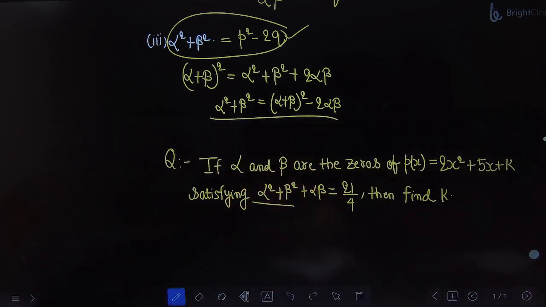All of you give it a try. I don't want any of you to think about whether your answer will be right or wrong. You just try whatever you have learned. If you're trying, it is more than enough. You got alpha plus beta, na? Now calculate alpha square plus beta square by using this.